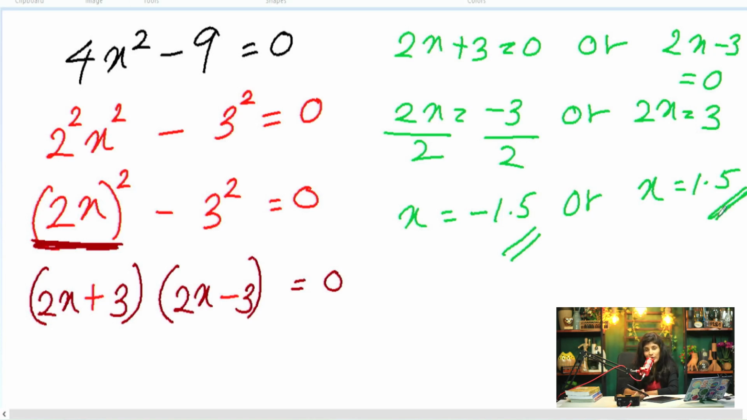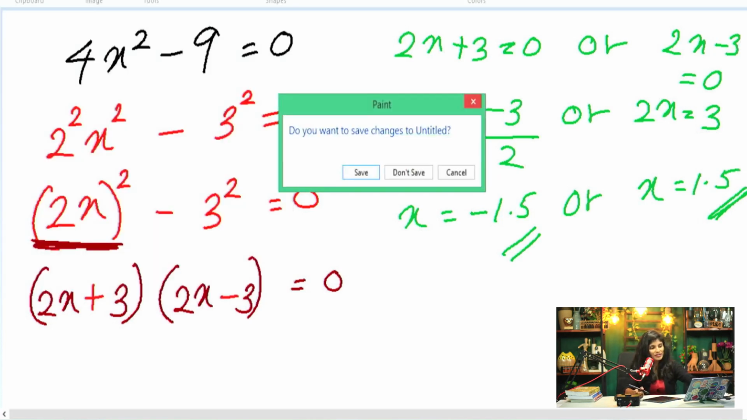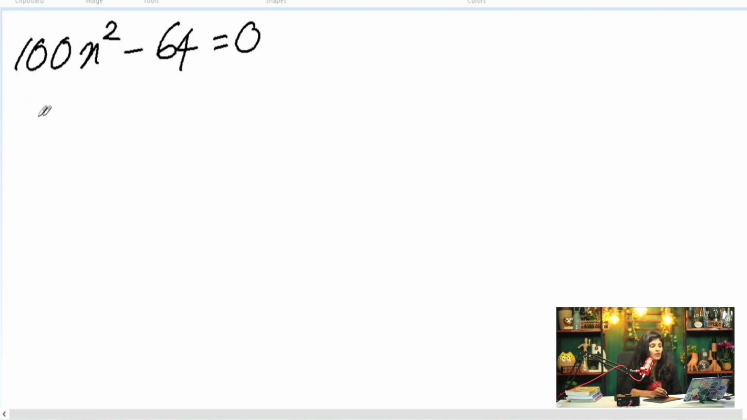This is really important, guys. In answers for the difference of two squares, you will get the same answer in the form of negative and positive. So that's easy. Now I need to find the answer in two separate parts. So the next question is 100x square minus 64 equals 0. So 10x square minus 8 square equals 0.